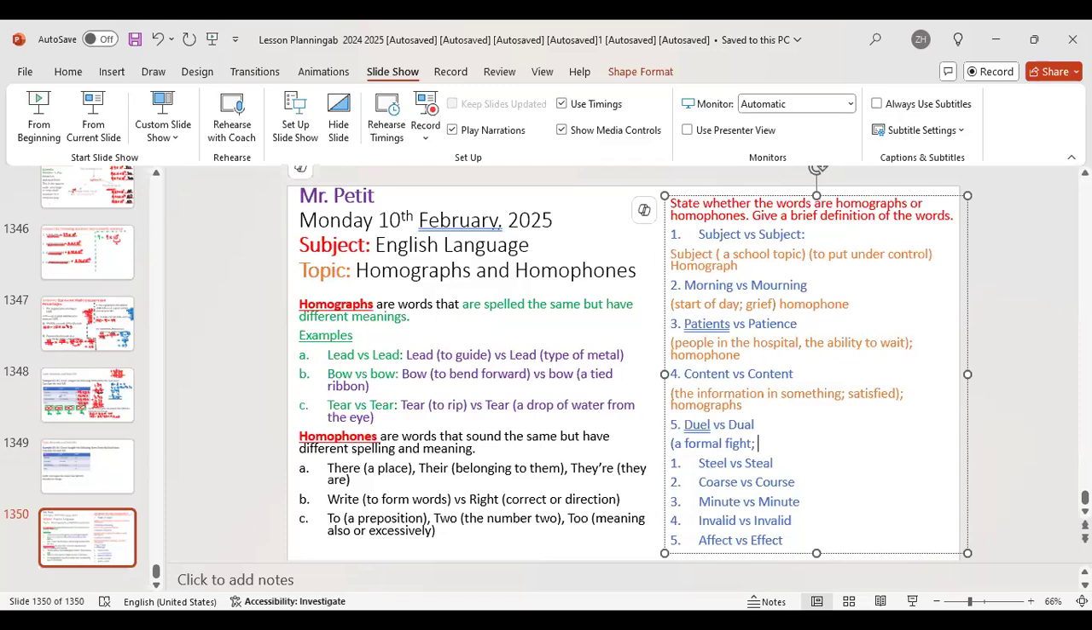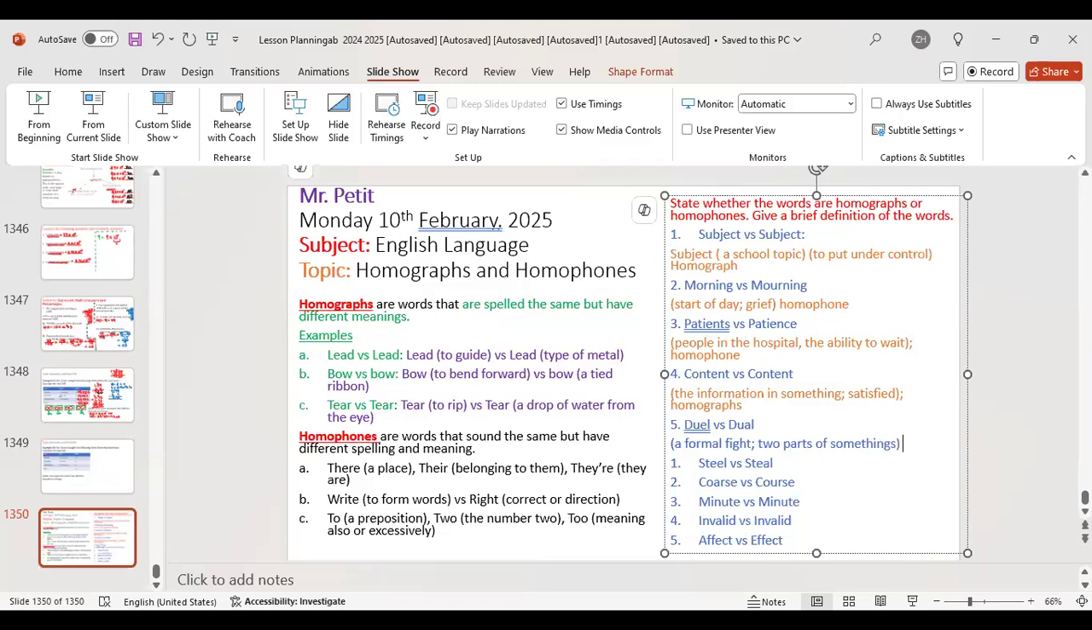The first one is a duel. A duel is a fight, a one-on-one fight. And dual is what? Two parts, two parts of something. Yeah, two parts of something, right?